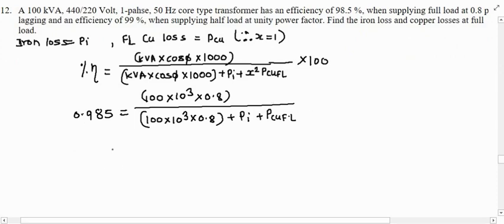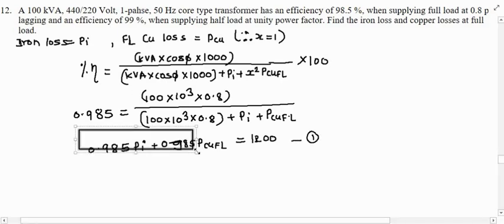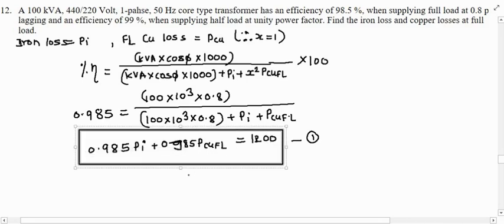Or simply, I will first of all simplify this. If you simplify this, you will get 0.985 Pi plus 0.985 PCU full load equals 1200. This first equation you will get from the efficiency which is given at the full load. Okay.